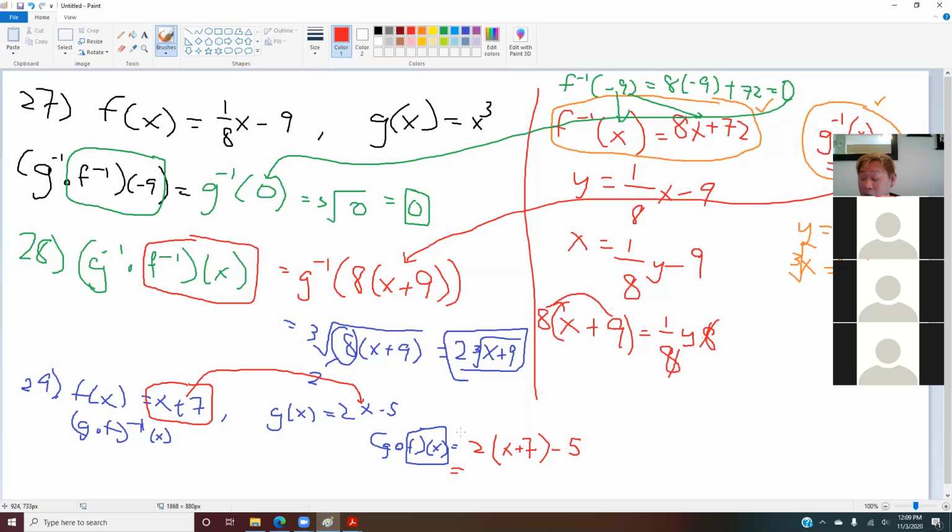Next, you have to distribute and simplify this. So you will get 2x plus 14 minus 5. I forgot you said minus 5. So that will give me 2x plus 9. So this is the g dot f of x solution.